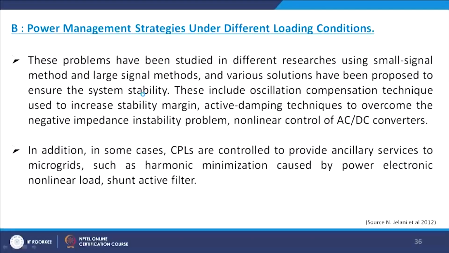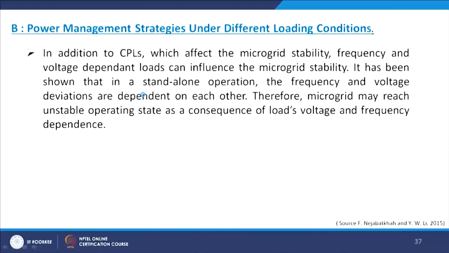In addition, in some cases, CPLs are controlled to provide ancillary services to the microgrid, such as harmonic minimization caused by polyphase nonlinear loads, shunt active filter, etc. With this, we need to now understand that because of the varying loading conditions, the CPLs which affect the microgrid stability, and frequency and voltage dependent loads, can influence the microgrid stability at large.